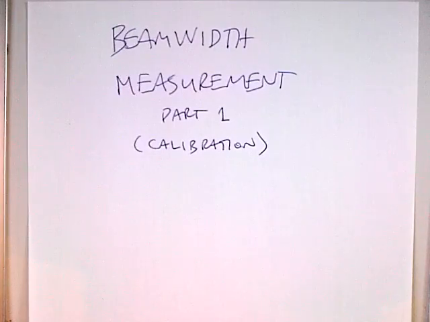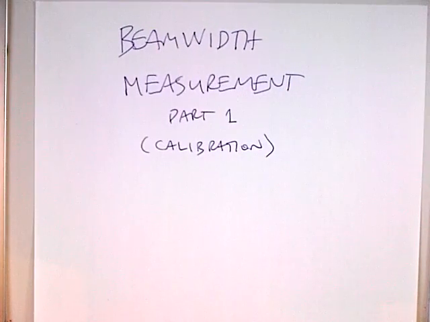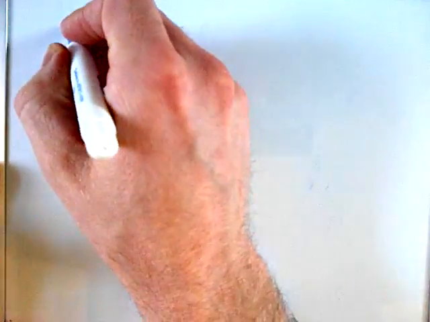Hi there, this is a series of videos that will show us how to measure the beam width of an antenna using a network analyzer. So the first part we're going to learn is how to calibrate the network analyzer to make sure that we can measure this. So the first thing we need is a network analyzer.